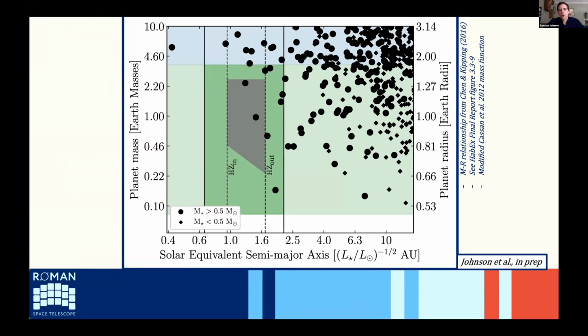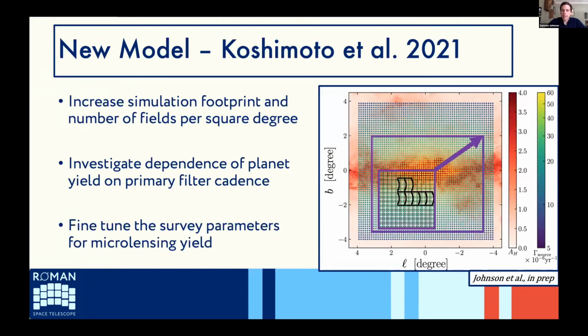And so this was done using the same galactic model as Matthew Penny used in 2019 for those predictions. But right now we are going through and incorporating the new galactic model from Koshimoto et al. from 2021. This model is going to be a large improvement over a number of aspects that I won't get into, but it's going to improve our estimates and hopefully be a more realistic representation of the galaxy.